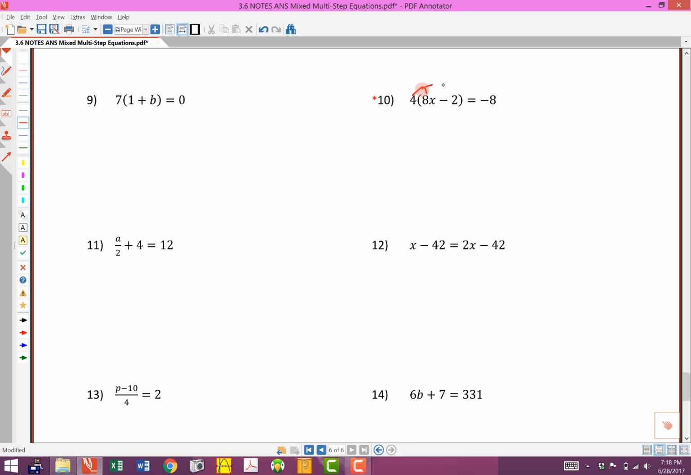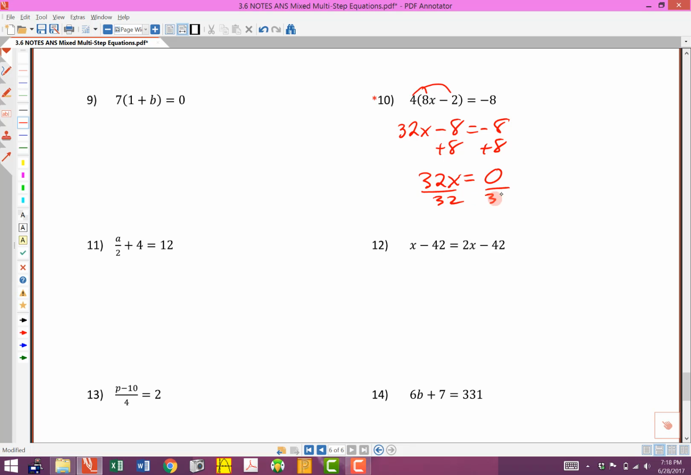A little bit of distributing here. So this is going to be, let's see, 32x minus 8 equals negative 8. We're going to add 8 because we're just at the point where we've got a two-step equation. Variable's already over here. We're isolating that variable term because those canceled out. Now, negative 8 plus 8, different signs, we find the difference. The difference is 0. So we've got 32 times x equals 0.